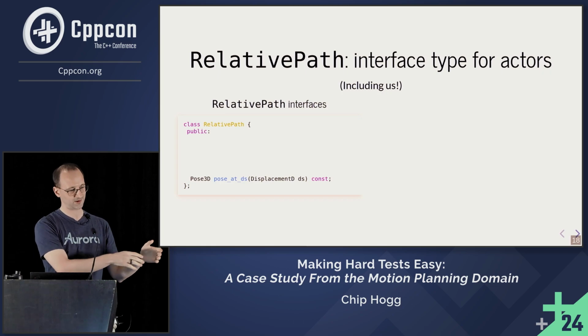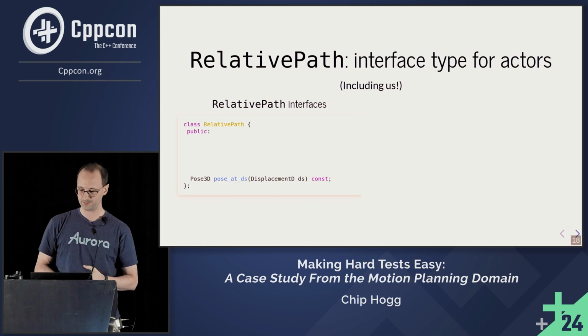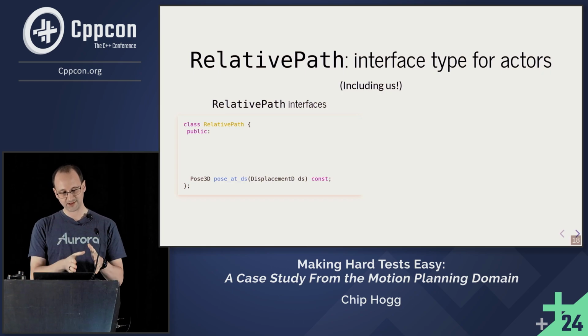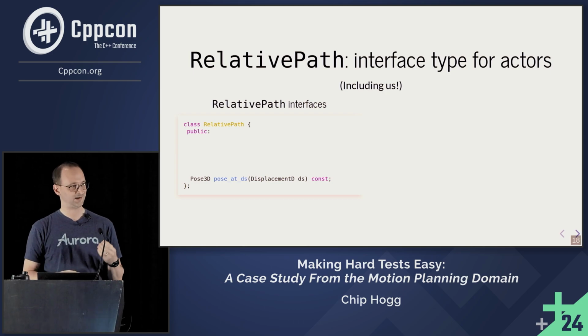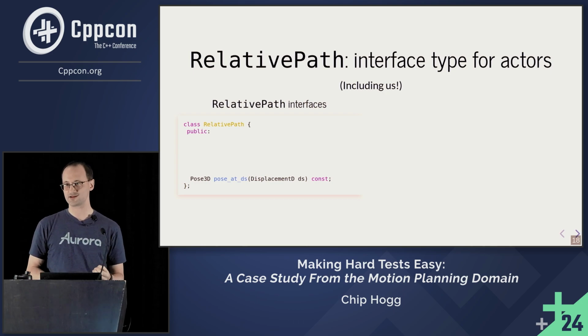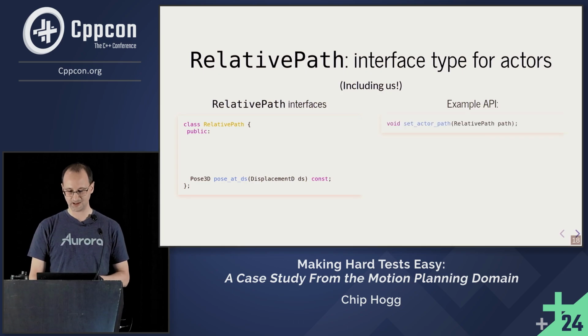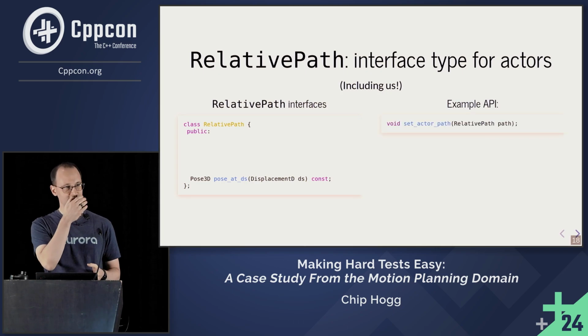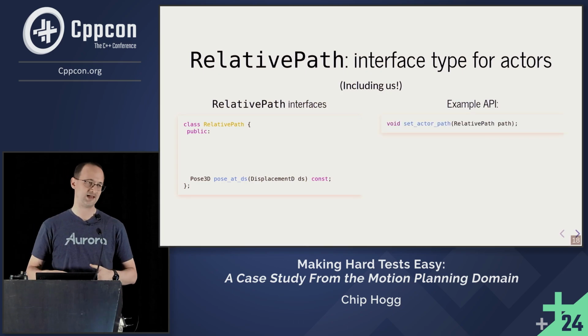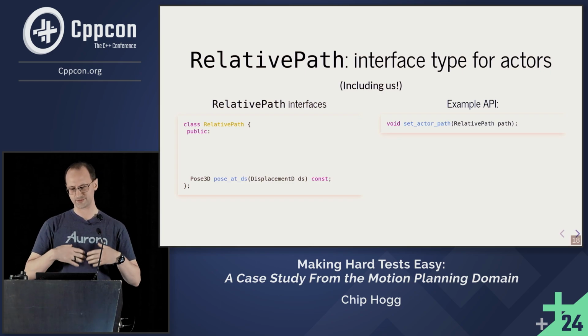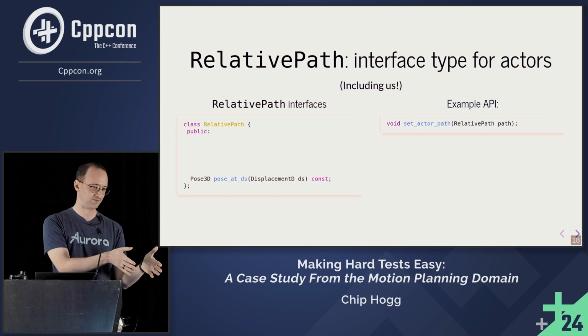We'll see why when we look at composability in a little bit. Now, relative path is designed to be an interface type. It's a thing that you should put in your APIs that they should accept, and we'll see why now. It gives you some nice call sites for calling APIs such as this example one here. So set actor path, we're going to give it a relative path.